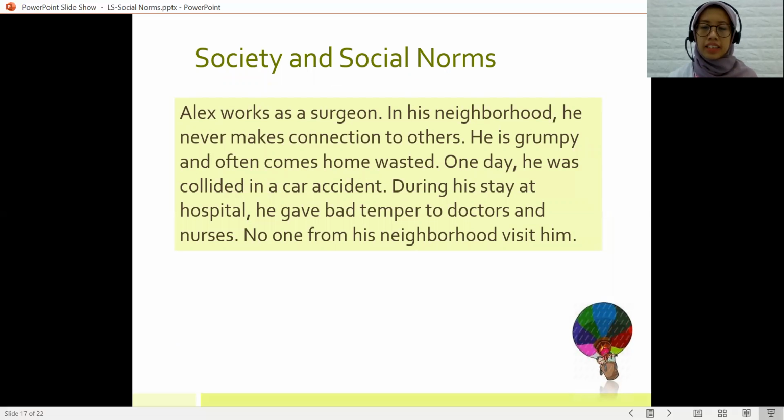So now you already understand what types of social norm there are, with their characteristics. We're going to discuss this hypothetical case, whereas we're going to identify what types of social norms relate to this case. Okay? Let's read it together. Alex works as a surgeon. In his neighborhood, he never makes connection to others. He is grumpy and often comes home wasted because he's just tired. His work consumed him too much, and one day he collided in a car accident. During his stay at the hospital, he gave bad temper to doctors and nurses, and sadly to say, no one from his neighborhood visited him. So, what social norms relate to this case? Keep your question. We're going to discuss this when we do our online discussion, right?